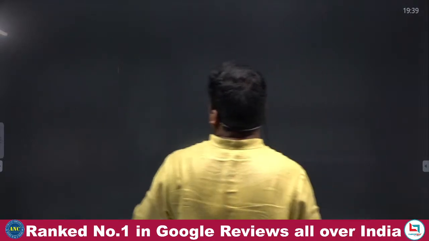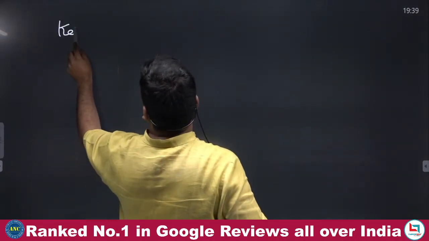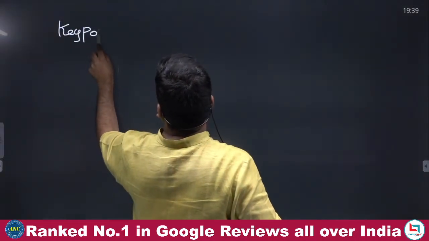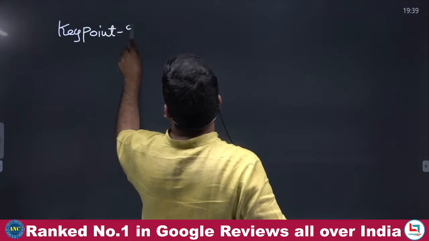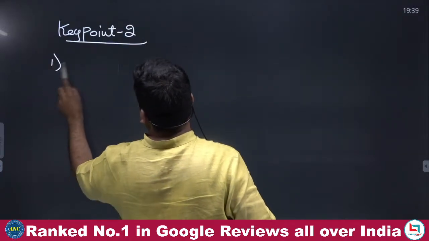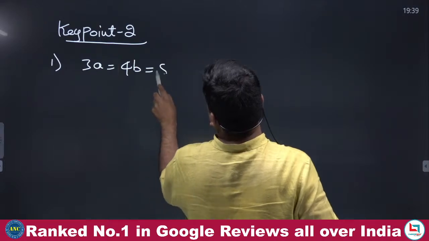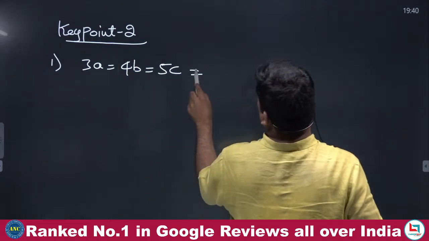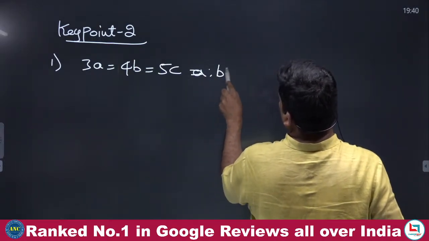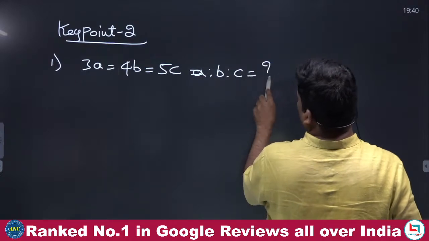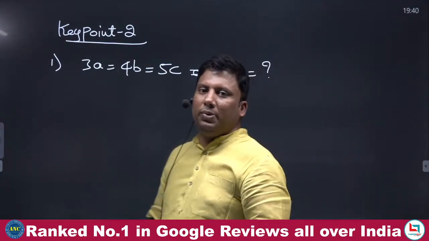Key point 1. Key point 2: inverse relation. 3a is equivalent to 4b is equivalent to 5c. Find A is to B is to C.